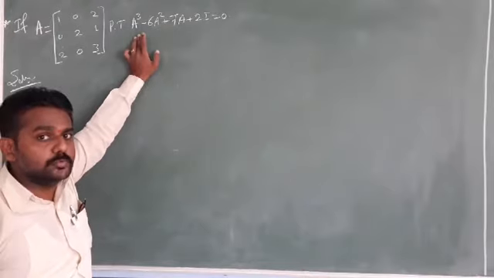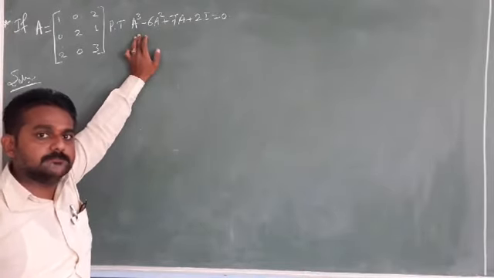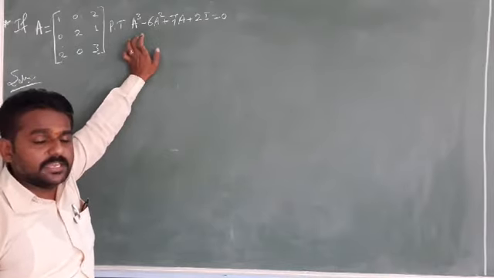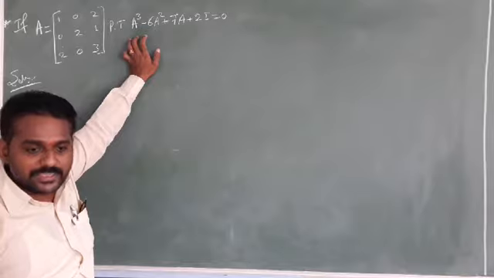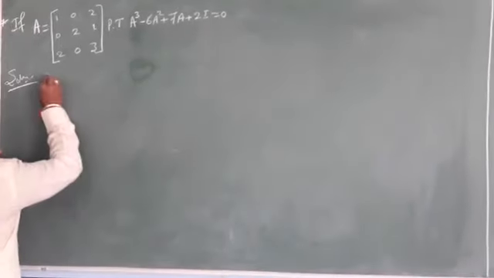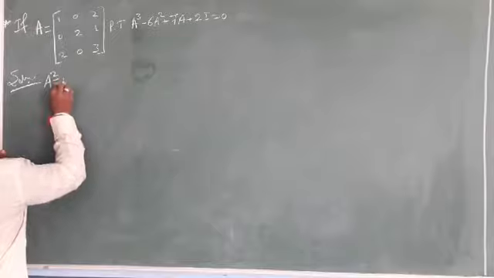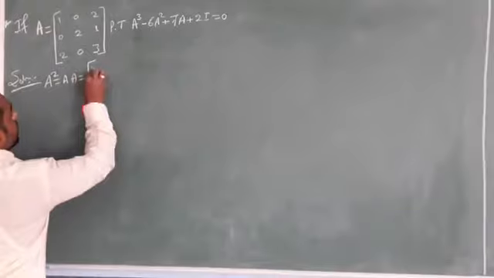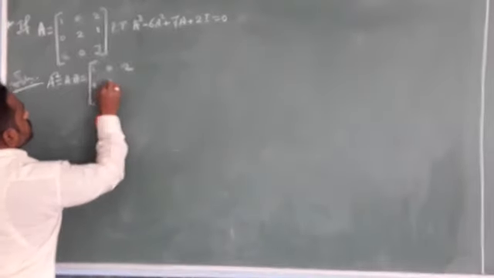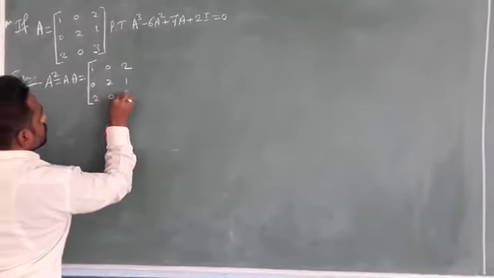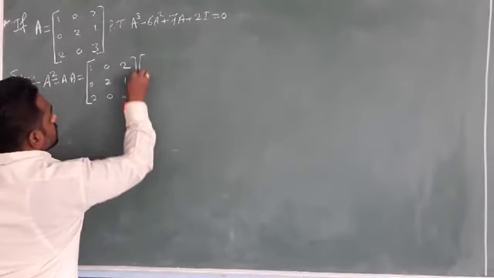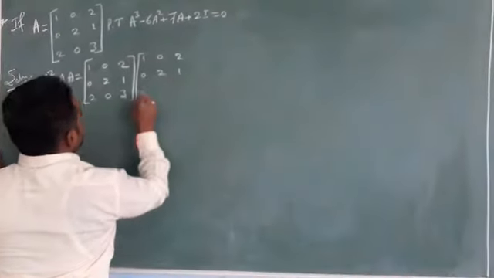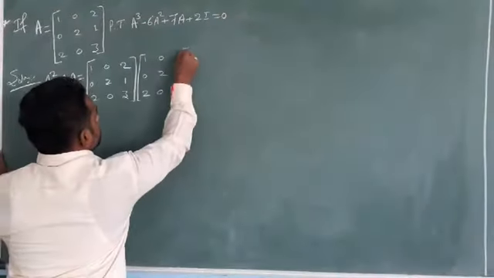So how to find the A cube? First you have to find the A square. Okay, then you have to find the A cube by A into A square. Okay, so see here, students, A square equal to A into A. So what is A? 1 0 2 0 2 1 2 0 3. The same matrix 1 0 2 0 2 1 2 0 3.